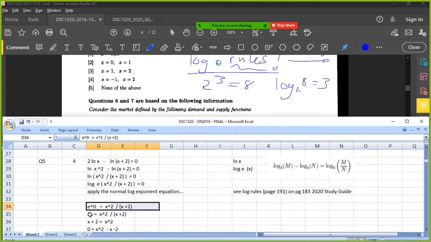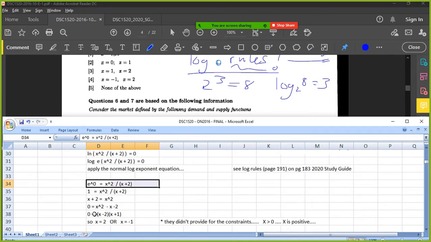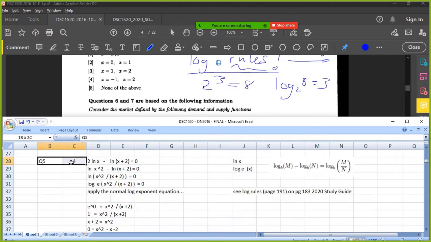Then I'll have 1 equals x squared over x plus 2. The x plus 2 goes to the left, you leave the x squared on the right, and then you solve. Here you've got a trinomial. When you solve, you get x is 2 or x is minus 1. If you look at the options, I went with option 4 here: x equals minus 1 and x equals 2. Are you happy with the approach?